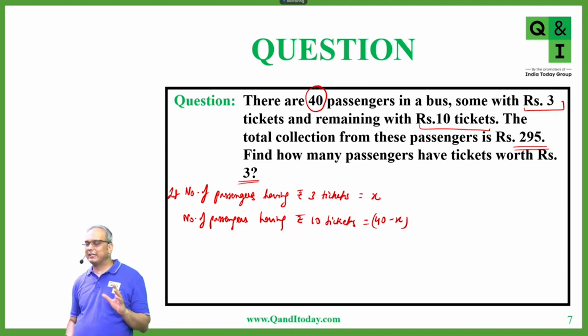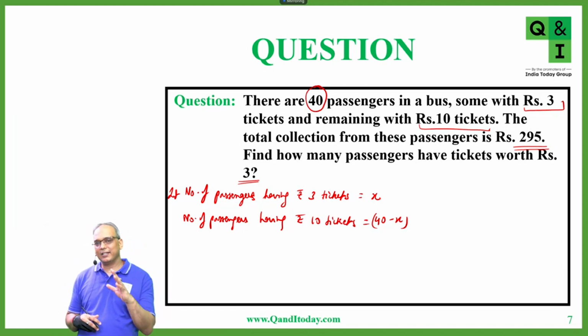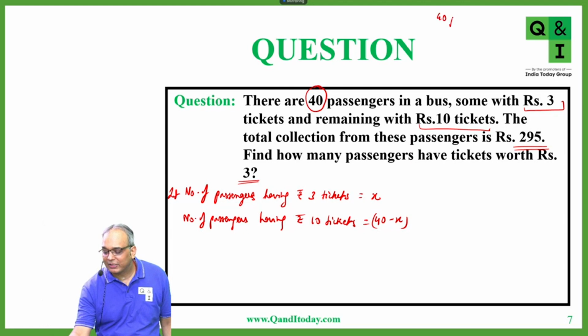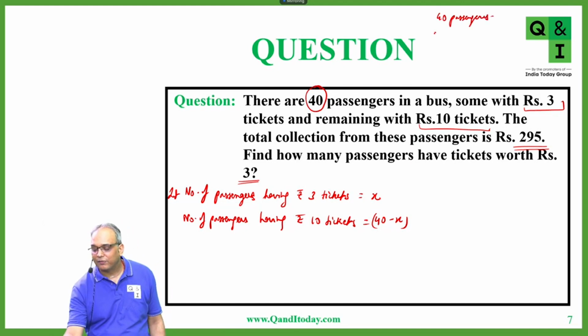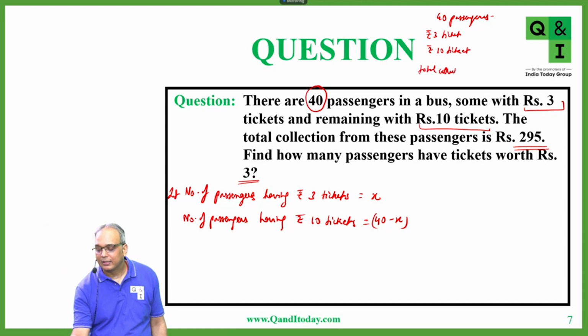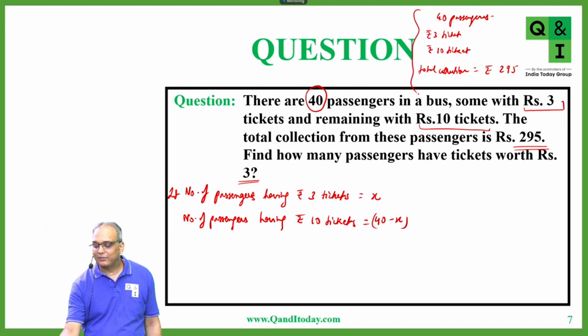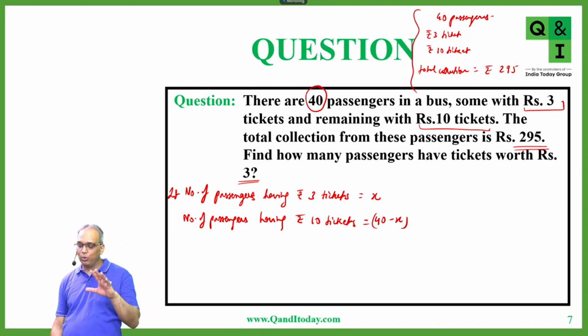There are certain steps which we need to follow in these word problems. First step is read the question and note down what is given. There are 40 passengers. Two types of tickets, first a rupees 3 ticket and then a rupees 10 ticket. Total collection is equal to rupees 295. These are the things given in the question, so we need to note them down.